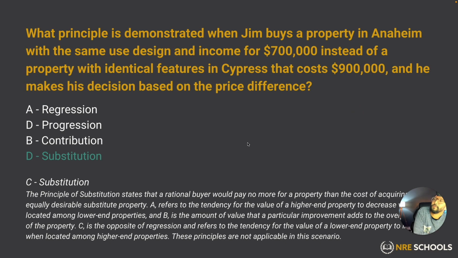What principle is demonstrated when Jim buys a property in Anaheim with the same design and income for $700,000 instead of a property with identical features in Cypress that costs $900,000, and he makes a decision based upon the price difference? That is the substitution principle. Remember, this is the one where we have different cities, same structure, except one costs more than the other. In this case, Jim wanted to buy the one with the lower price.